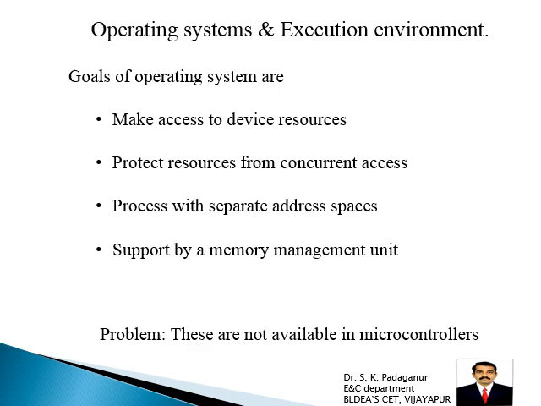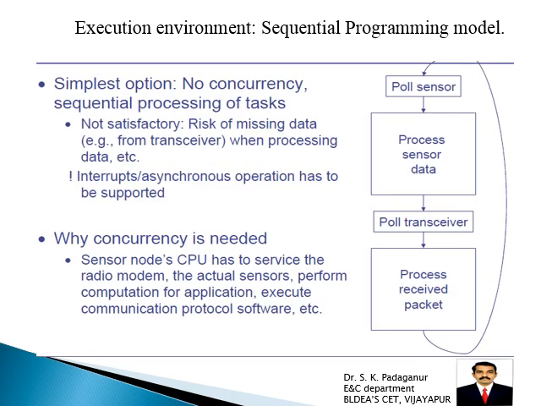So now we are studying the wireless sensor network. In that case we have to see the different programming models, how the execution takes place. There are three types of programming model found in the wireless sensor network: one is the sequential programming model, second is the process based programming model, and third is the event based programming model.